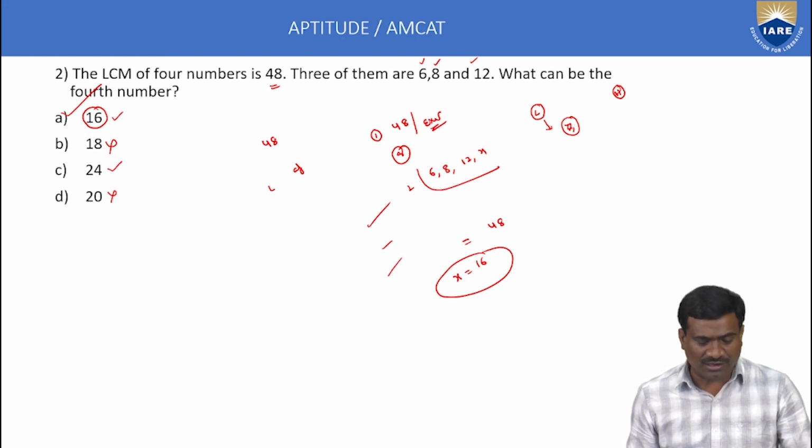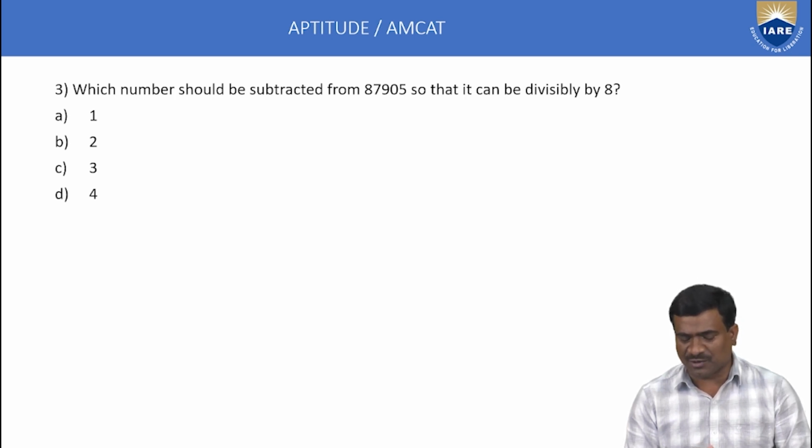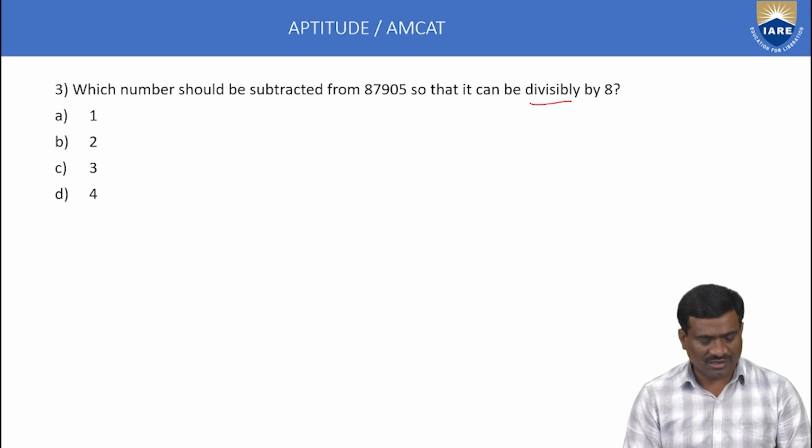Next, example number 3. Which number should be subtracted from 87,905 so that it can be divisible by 8, using the divisibility rule? Simplification type. Options: A 1, B 2, C 3, D 4.